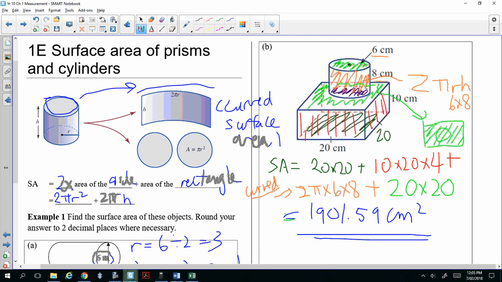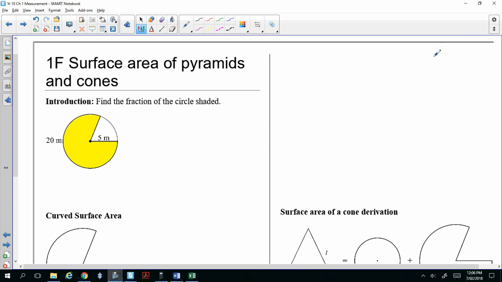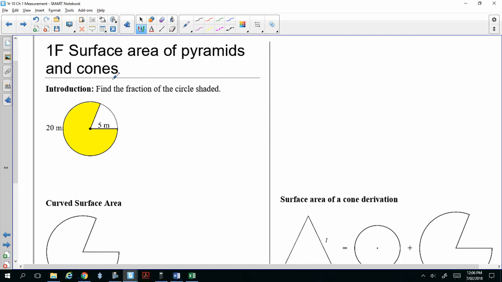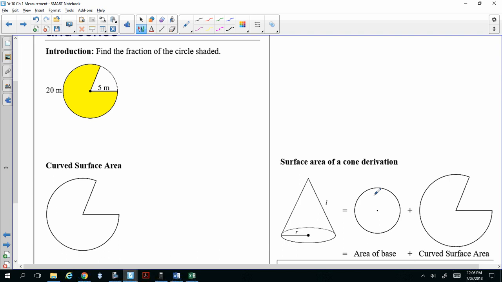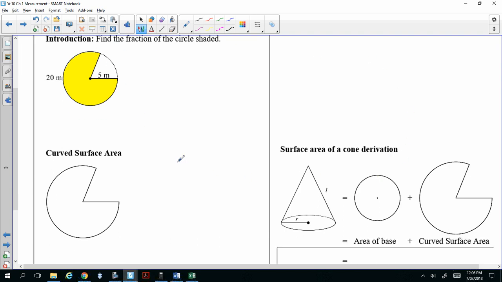Okay. We're going to develop a formula for the surface area of a cone. Now, on this whole page, we'll develop the formula. Once we develop it, you just have to memorize the formula. So the formula is a bit tricky. Let's see why this is tricky.